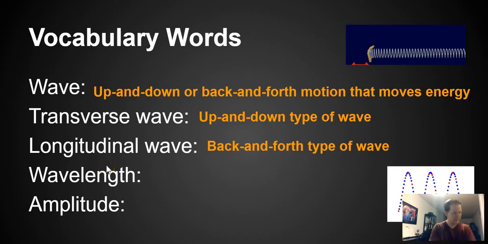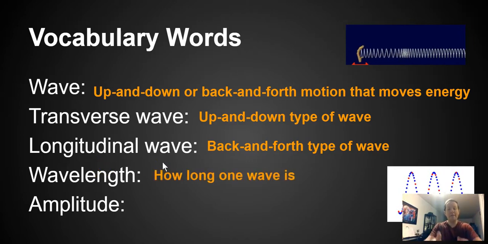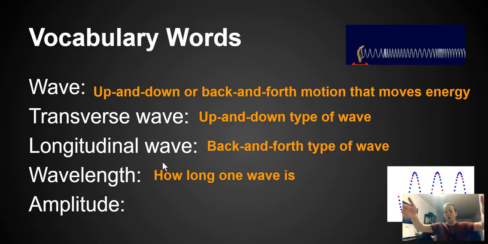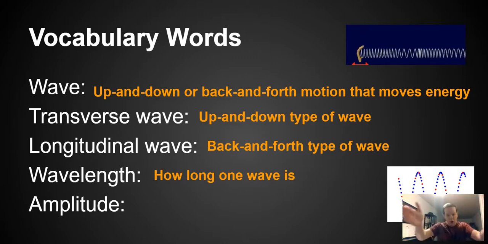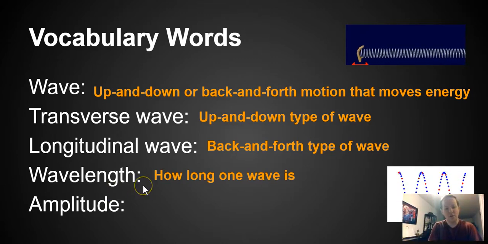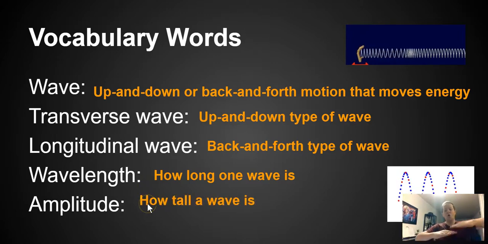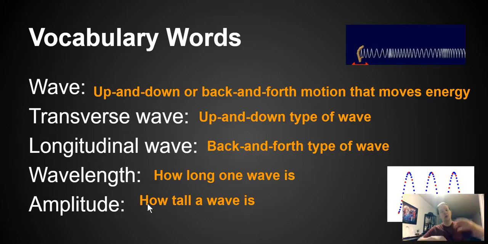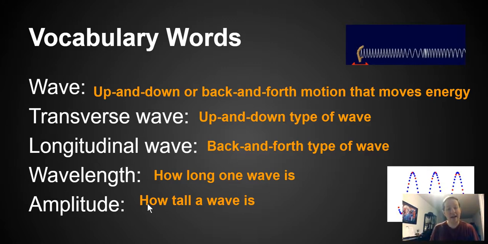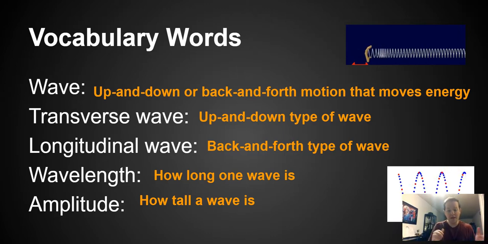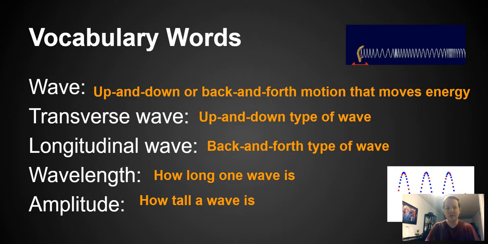Some difficult words. Wavelength. What was wavelength? Wavelength was how long one wave is. How long one wave is. And what's amplitude? Wavelength is how long. Amplitude is how tall. How tall one wave is. You will practice some of these vocabulary words a little later. Okay? That's it for my video. We learned the definition of waves, the types of waves, and two measurements of waves.